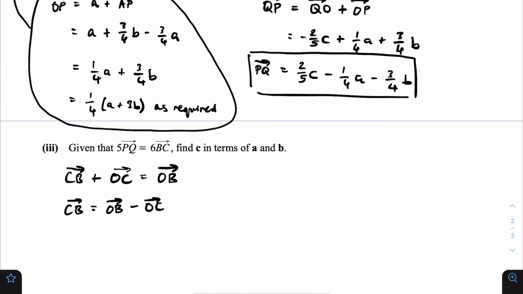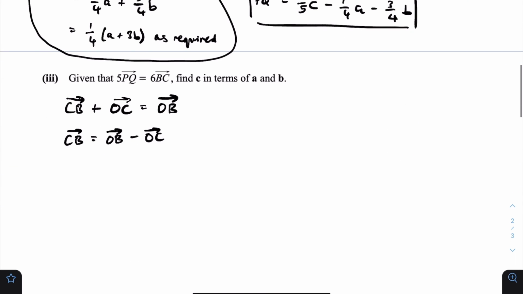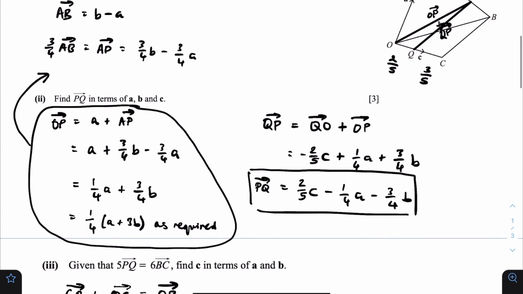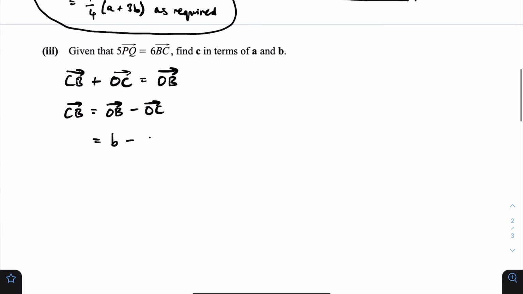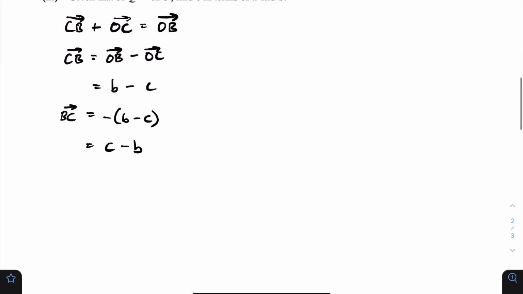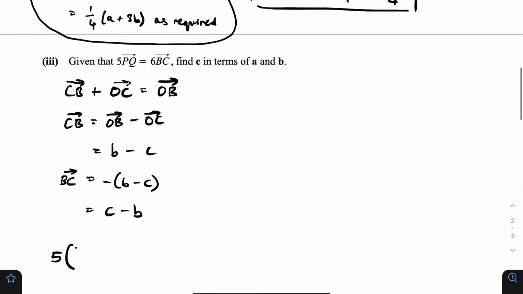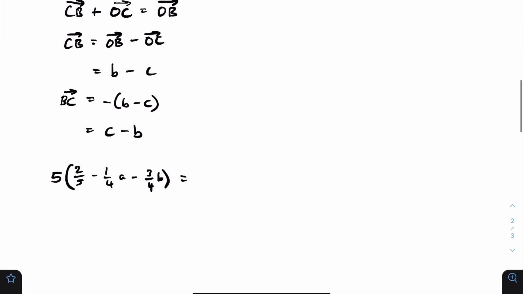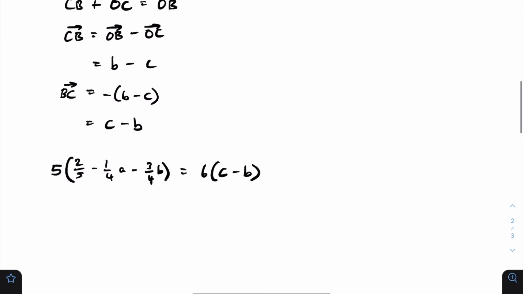so first we have to figure out what OB is. OB we know is B. And then OC is equal to C. So CB is B minus C. Therefore, BC is the negative of that, which is equal to C minus B. So based on that, we already know what PQ is. So we can say 5PQ, so 5 times 2/5 C minus 1/4 A minus 3/4 B, which we had gotten in the previous part, is equal to 6BC. So that's 6 times C minus B.